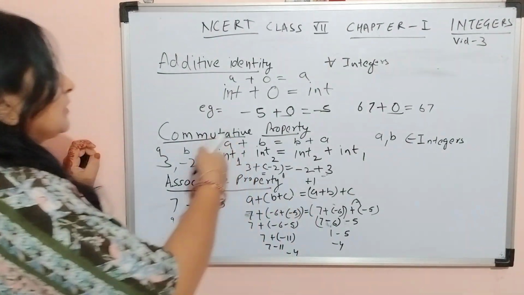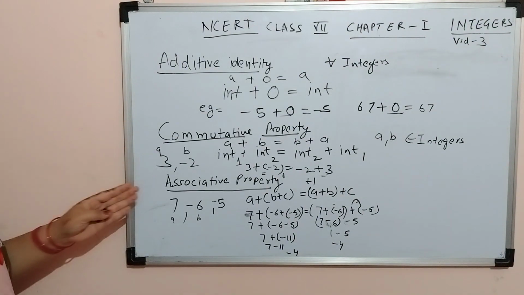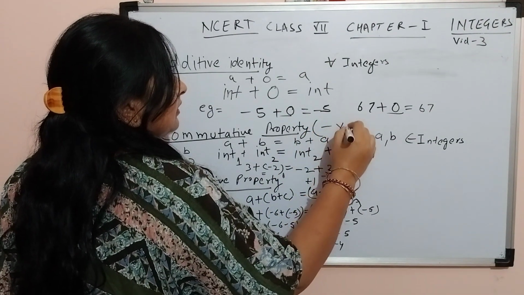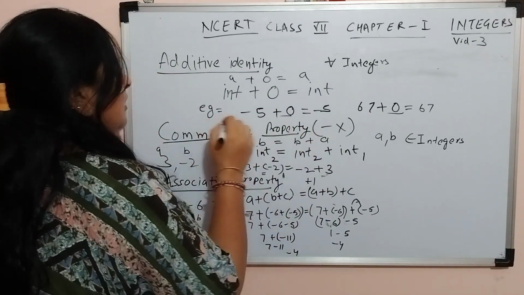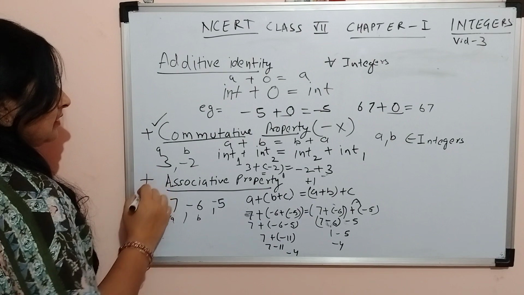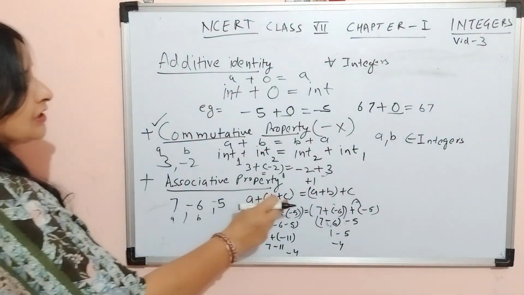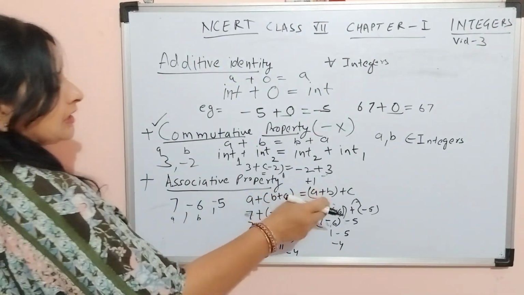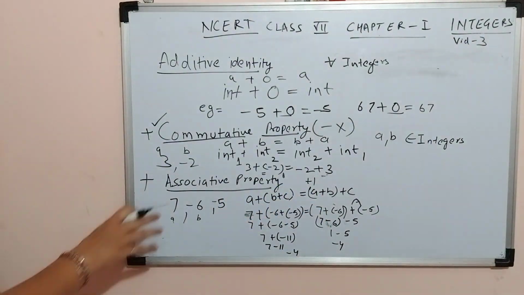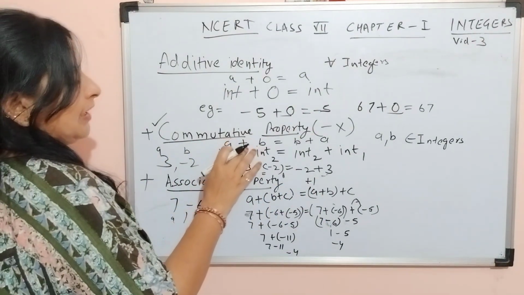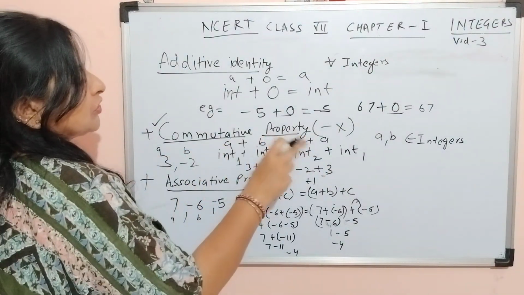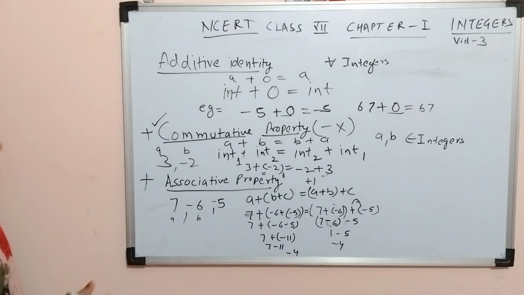But this property, the commutative property and the associative property, does not hold for subtraction. It holds only for addition. The associative property is applicable only in the case of the plus sign, a plus b plus c. It is not applicable in the case of a minus b minus c. Similarly, the commutative property is applicable in the case of a plus b equal to b plus a. It is not applicable in the case of a minus b equal to b minus a.